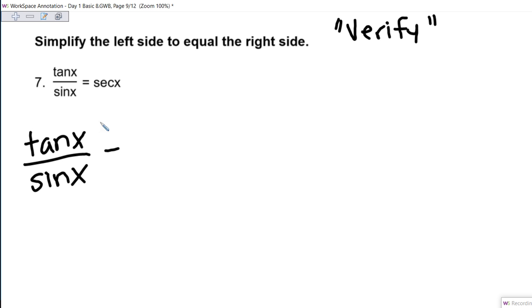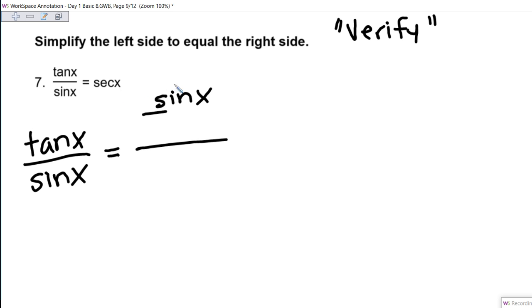So starting with the left side, we have tangent of x divided by sine of x. And we have to do operations to that to prove that it's equal to the secant of x. Now, there's two main pieces of advice I can give you. The first one is look to see if you have a Pythagorean identity. So do you have a 1 in that problem? No. So no Pythagorean identities here. If that doesn't work, change everything to sines and cosines. So instead of tangent, how can I rewrite tangent using sine and cosine?